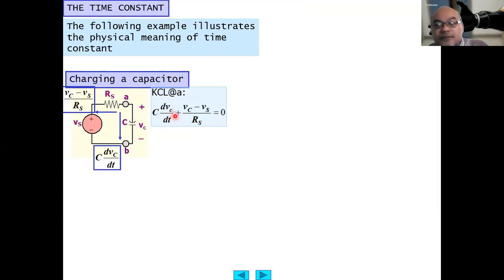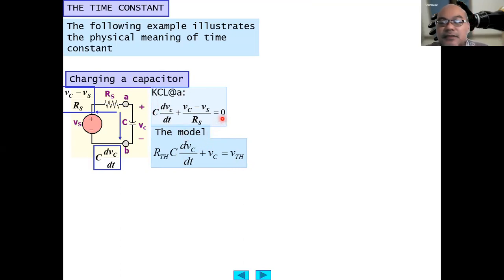So we first derive the differential equation using the capacitance law and of course also Kirchhoff's law. Kirchhoff's current law at point A: current out equals 0. So C dVc/dt plus (Vc minus Vs) divided by Rs equals 0. We try to make the model into tau dx/dt plus x equals Fth. So we rearrange this equation such that it is in this standard form.